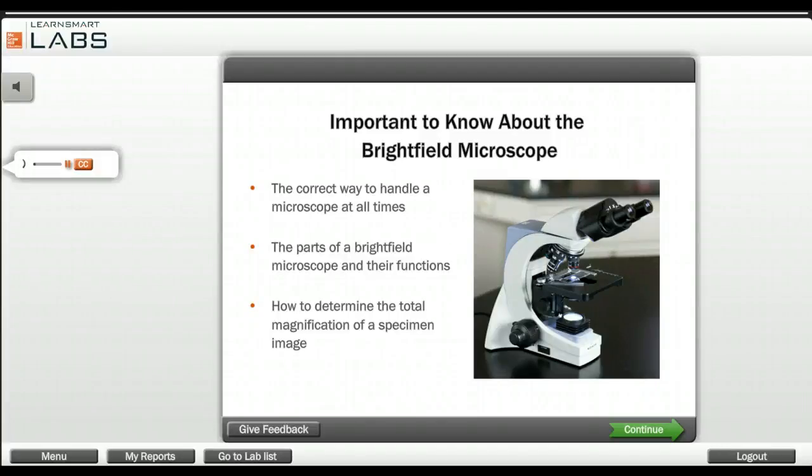In this section, let's learn about the parts of a typical bright field microscope and their functions. Once you have mastered these concepts, you will learn how to correctly operate the parts of the microscope to view a slide.